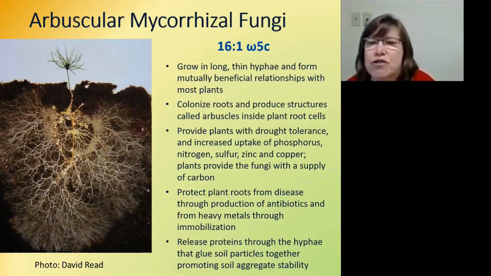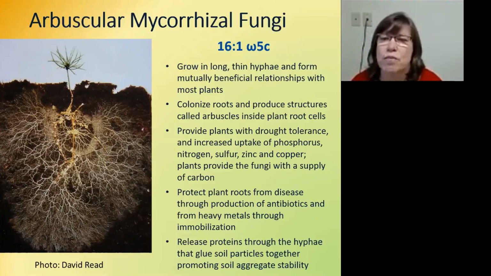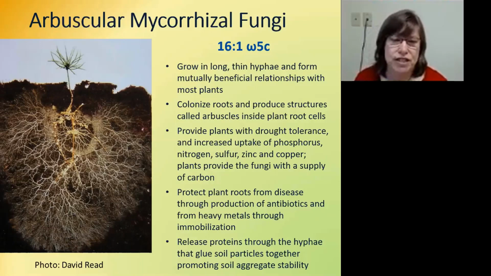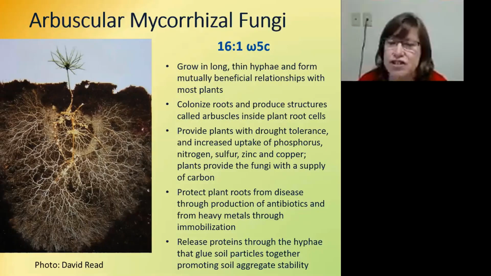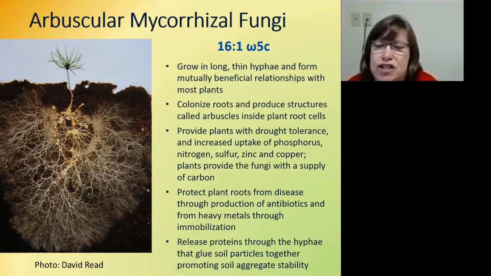So the mycorrhiza grow in long, thin hyphae, and they form mutually beneficial relationships with most plants. They colonize the roots and produce structures called arbuscles inside the plant cells. They provide the plants with drought resistance because, as you can see in this picture, they drastically expand the soil rooting, effectively expanding the soil rooting system, and allow the plants to take in more water and more phosphorus, nitrogen, sulfur, zinc, copper. And what the plants do in exchange is provide the fungi with a supply of carbon.